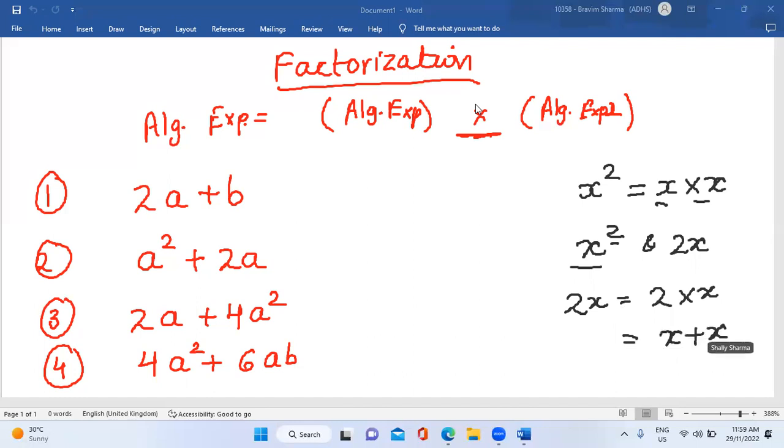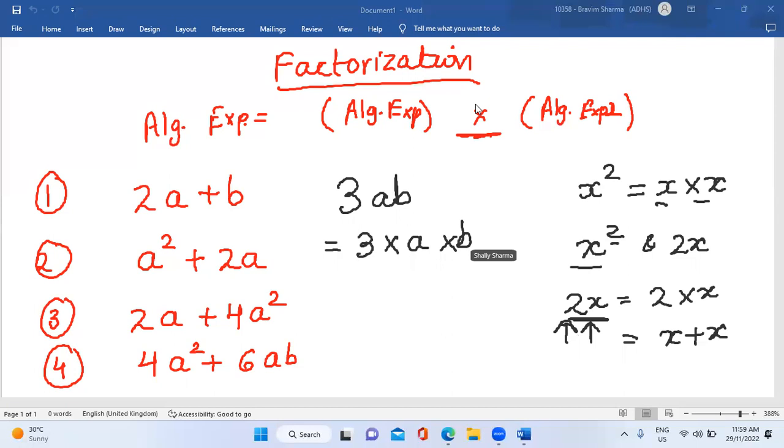Basically this is a kind of multiplication here. Whenever a number and a letter are written together, that means there is a multiplication. Clear? If I am writing something like 3ab, this means 3 is multiplied by a multiplied by b. These things are really important to do these questions.